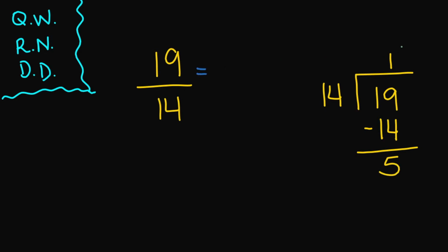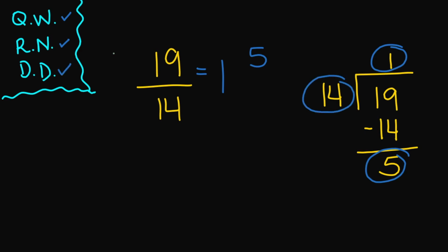So we have our quotient, which is our whole number, so I'm going to write 1. Then you have your remainder as your numerator. That's going to be 5. And then your divisor is going to be your denominator. I'm going to write 14 under here. And this is your final answer.